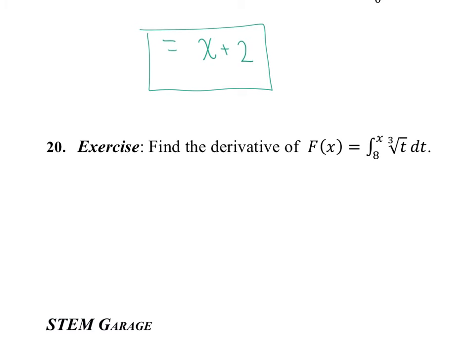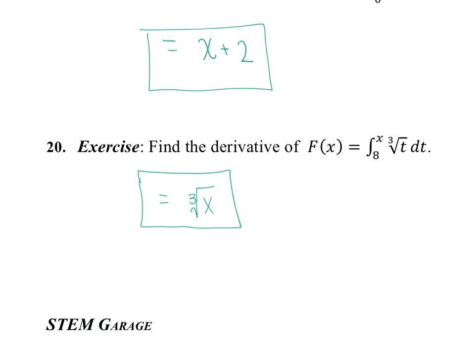So let's look at this problem together. All we have is an x as our upper bound. So we're going to plug that in. So we have the cube root of x, and guess what? It's done. That's your answer. So that's when you have a variable as your upper bound.